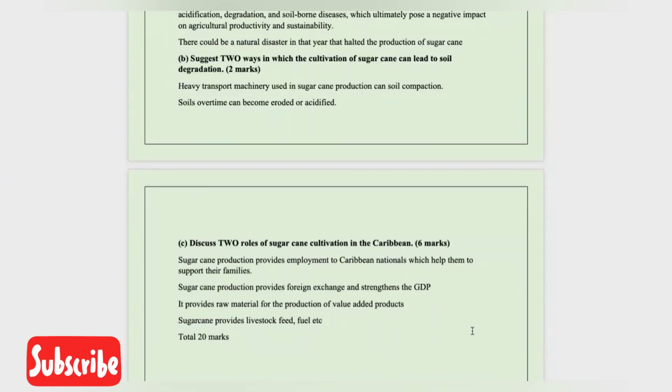Next question, suggest two ways in which the cultivation of sugarcane can lead to soil degradation. So because sugarcane is one of those crops that is cultivated under a plantation system, there's the use of heavy transport machineries that can cause soil compaction, as well as the soils on these plantations over time become eroded or acidified. The last question here in Module 1 says, discuss two roles of sugarcane cultivation in the Caribbean.